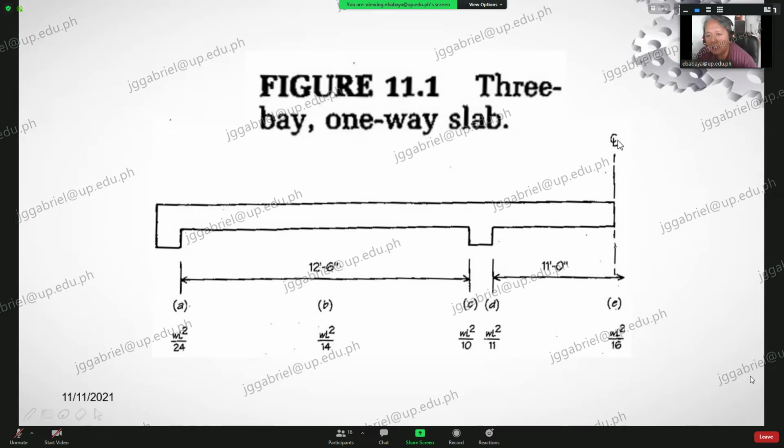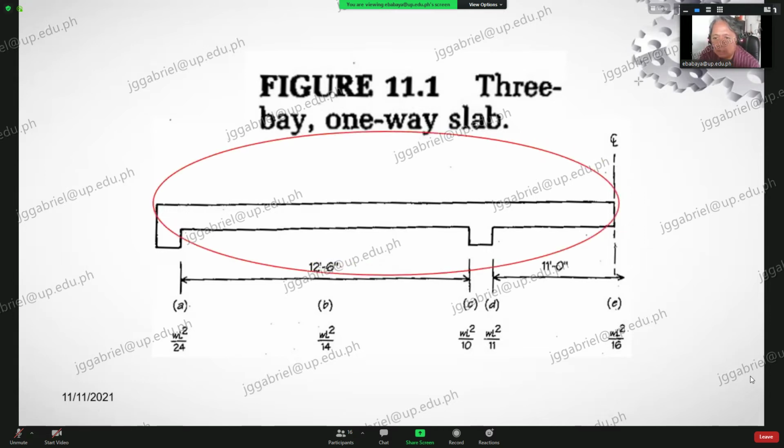Now, it says here center line. I'm sure alam nyo na ito, no, itong center line. That means this is to have the 3-bay one-way slab. Ito parang mirror image siya, no? So kung ano yung reinforcement dito, ganun din ang reinforcement niya sa kabila. Okay, did you get that? Gets niyo yan? Kung ano yung reinforcement dito, ganun din yung reinforcement sa kabila. Okay?